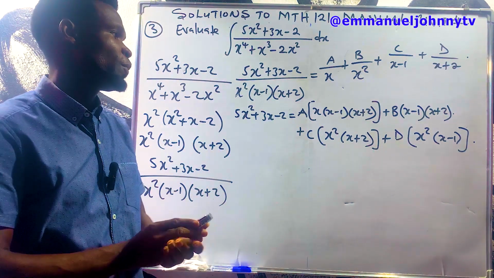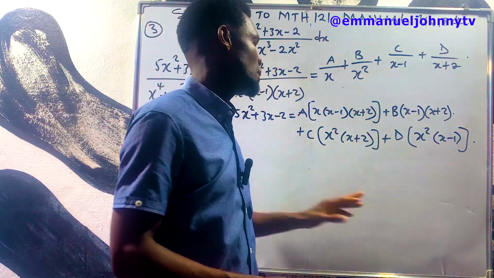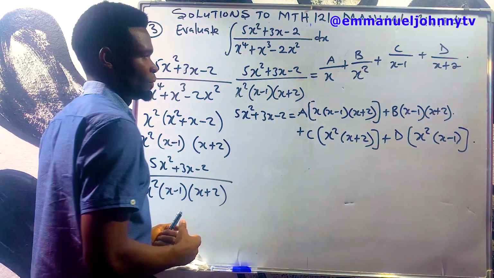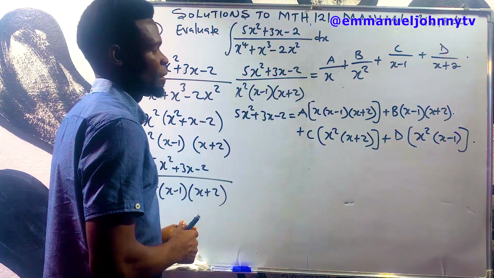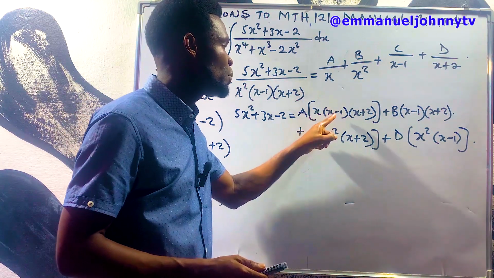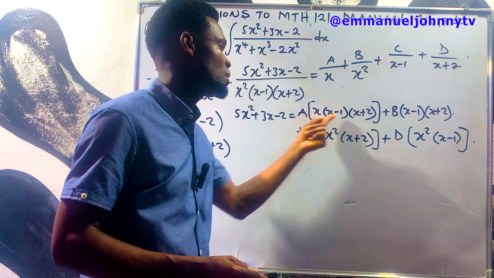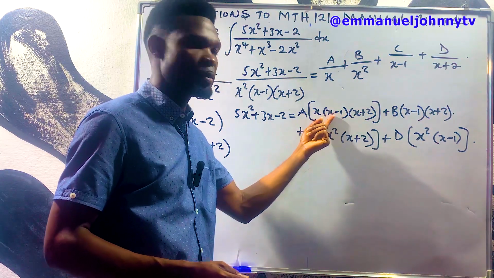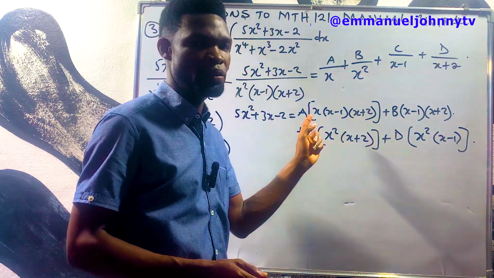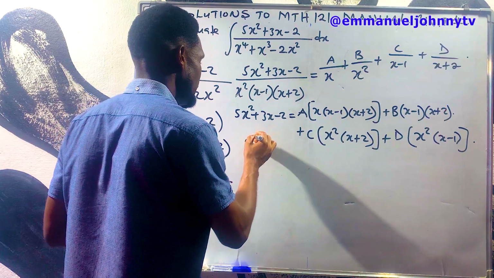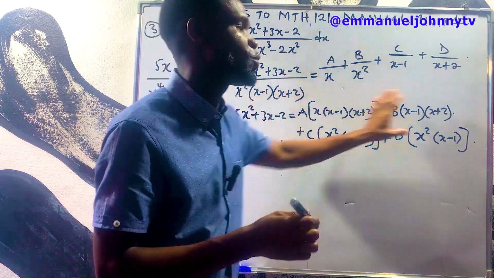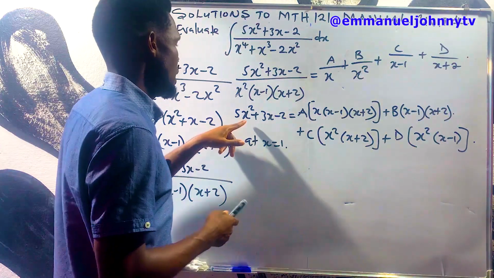Now let us find the values of a, b, c, and d in this equation. What do we do? This is very important. We begin to make assumptions. Now I have x minus 1. So if I put 1 into this bracket, everything is going to turn to 0. So at x equals 1, what happens to this equation? Substitute 1 all through.